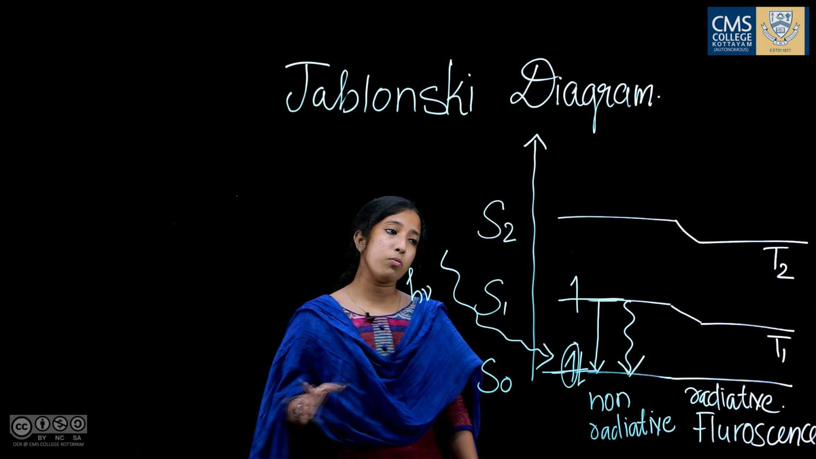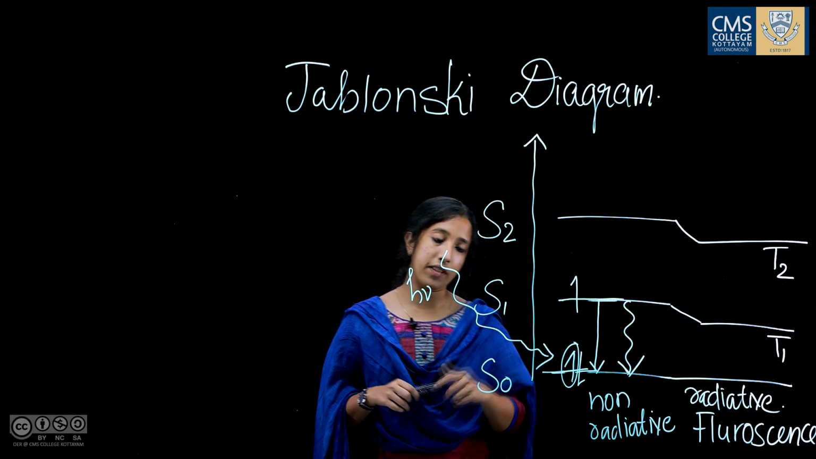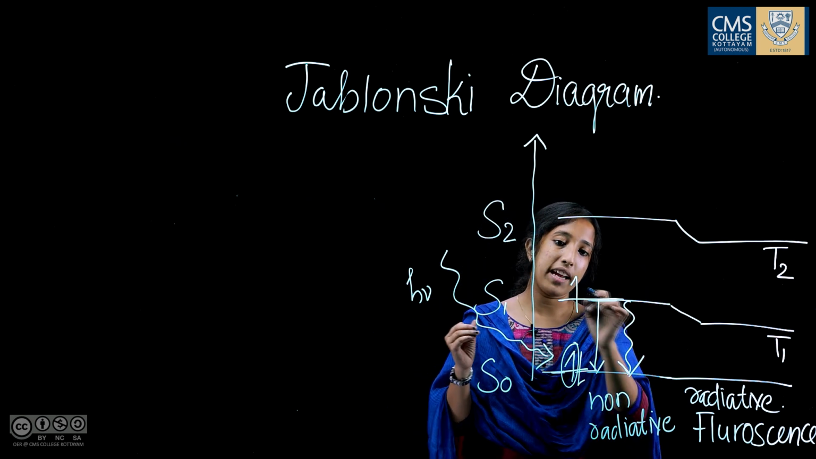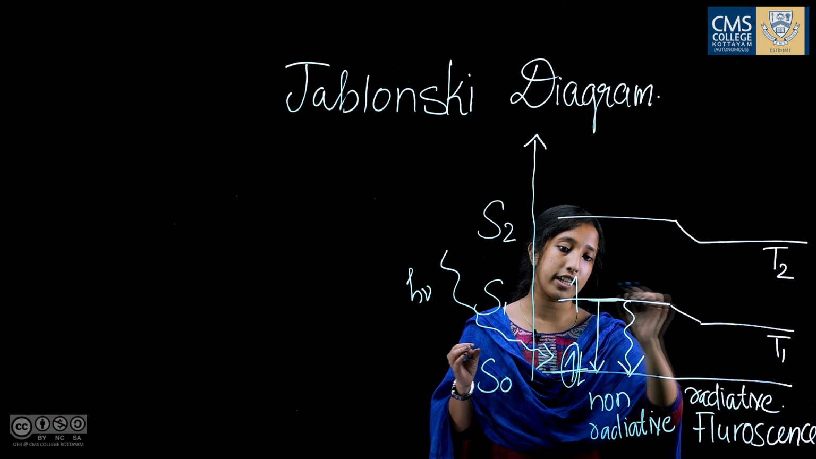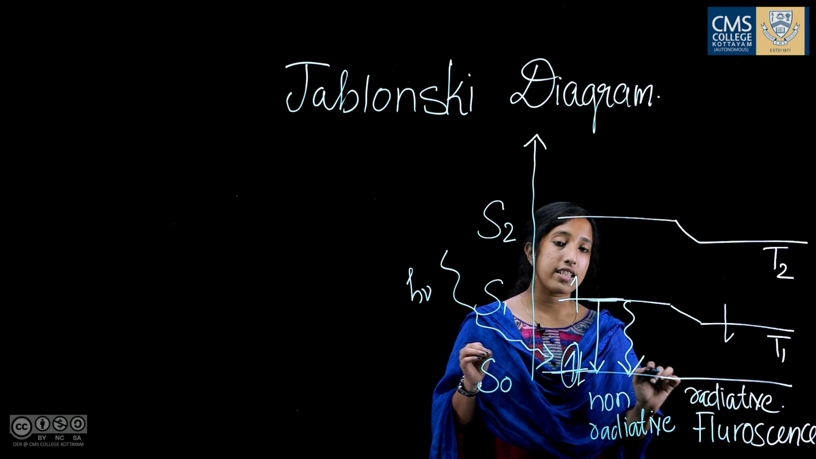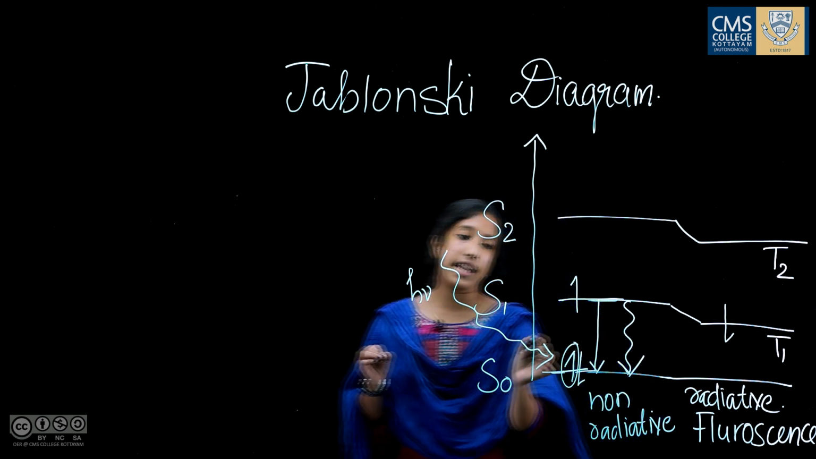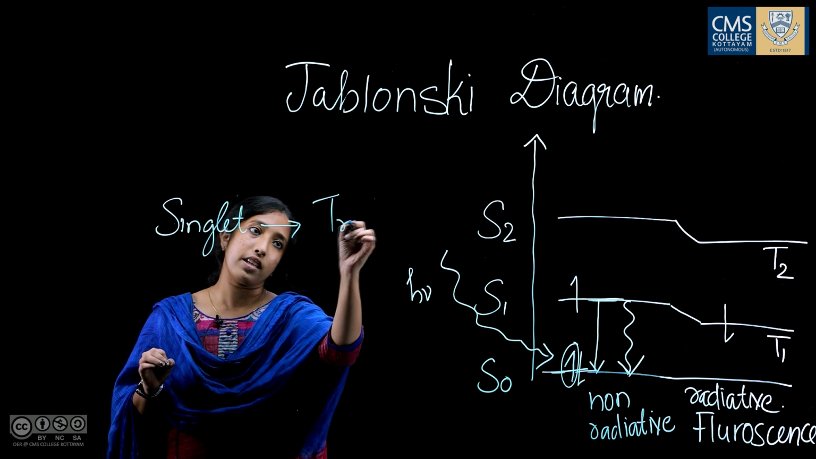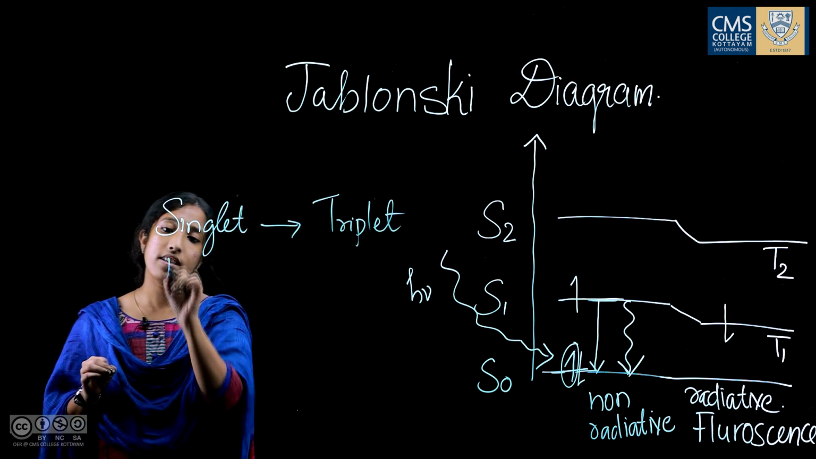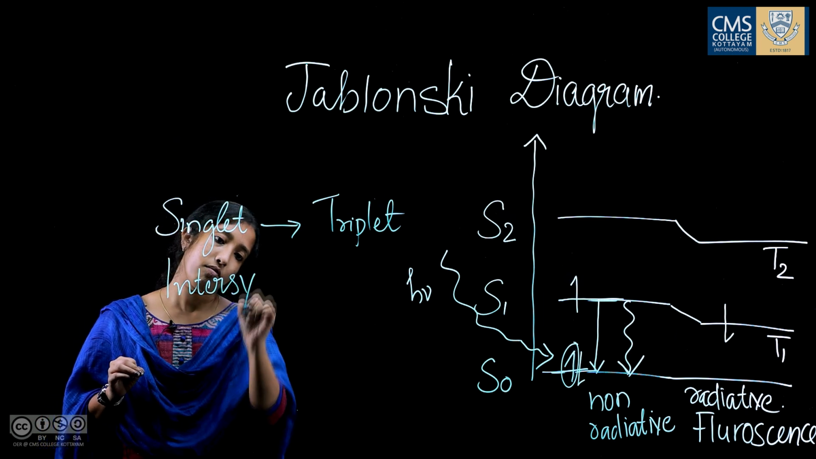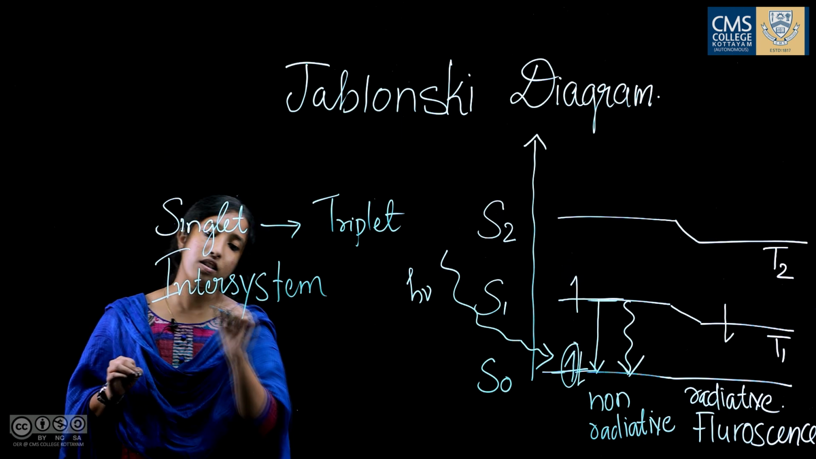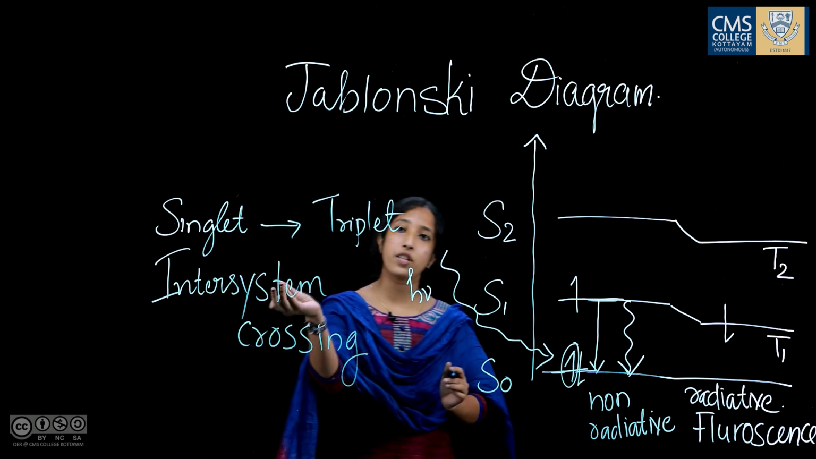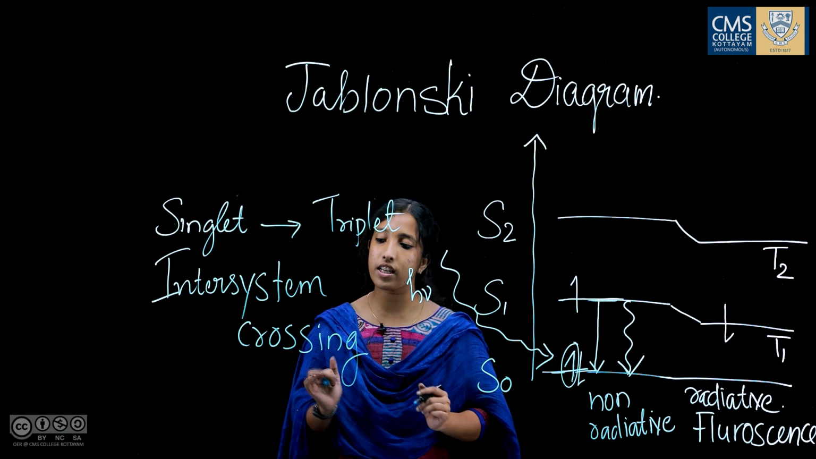Okay. Another possibility is that from the excited singlet state, that is S1, within a very short span of time there is a possibility that the electron can change its orientation and be in the excited triplet state. So, basically when the electron is converted from a singlet state to its corresponding triplet state, we say the process is inter-system crossing. Inter-system crossing is when the electron goes from the singlet state to the corresponding triplet state. That process is called inter-system crossing.